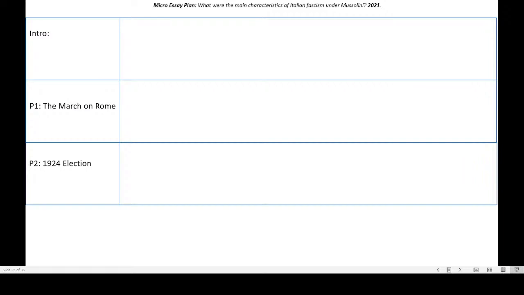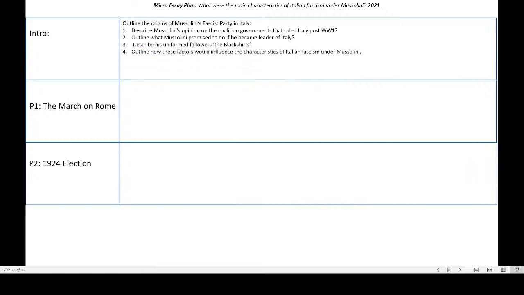So for our intro here, we could look at this from multiple different viewpoints. So we could outline the origins of Mussolini's fascist party in Italy, so describe his opinion on the coalition governments that ruled Italy post-World War I, outline what Mussolini promised to do if he became leader of Italy, describe his uniformed followers, or the black shirts, and outline how these factors would influence the characteristics of Italian fascism under Mussolini.